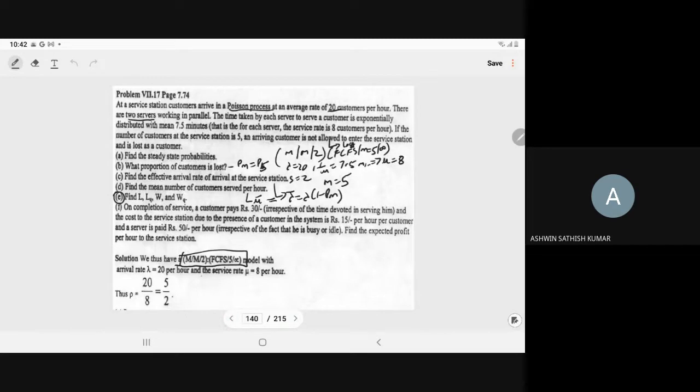Then in part F, on completion of the service, the customer pays rupees 30 irrespective of the time devoted for service. Means the served customer will pay rupees 30. So total revenue will come 30 into mu bar.